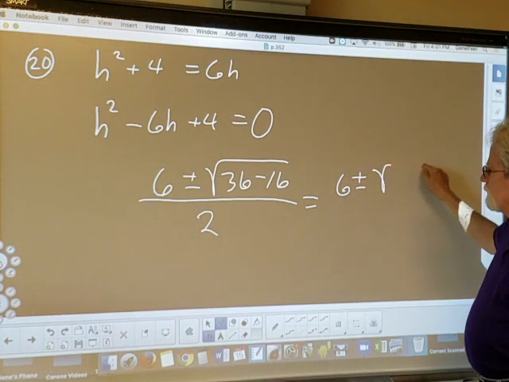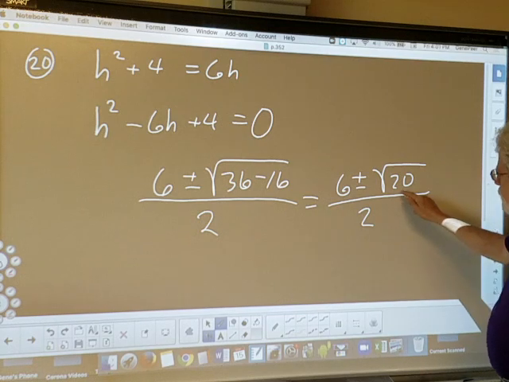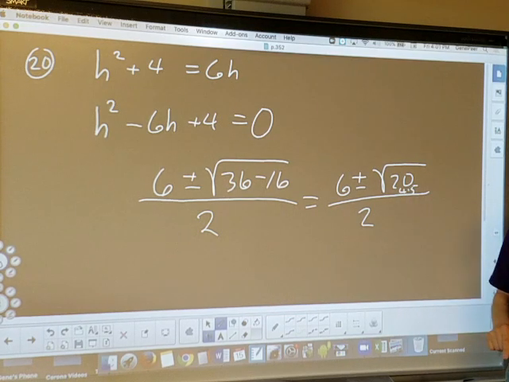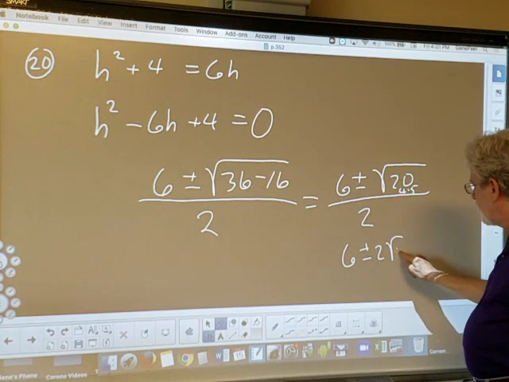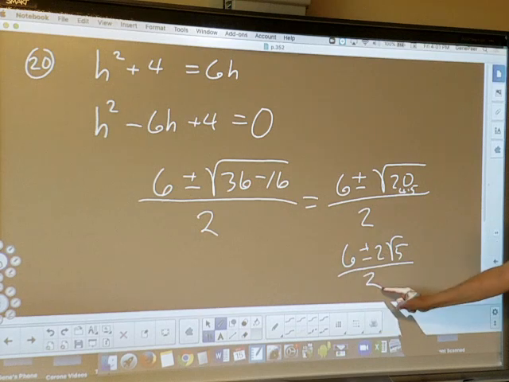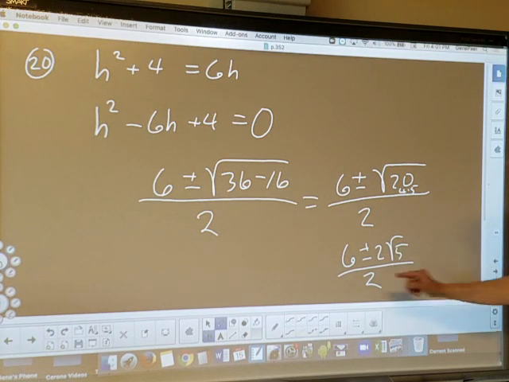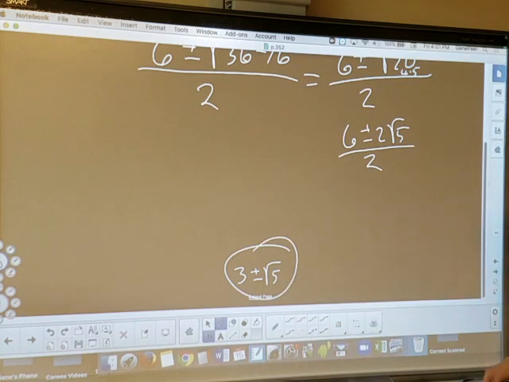No big deal, right? We end up with 20 over 2. We got to simplify the radical. 4 times 5. Pa-ching! 6 plus or minus 2 square root of 5 over 2. Reduce your fraction. We have 3 plus or minus 1 square root of 5. 3 plus or minus square root of 5. Done.